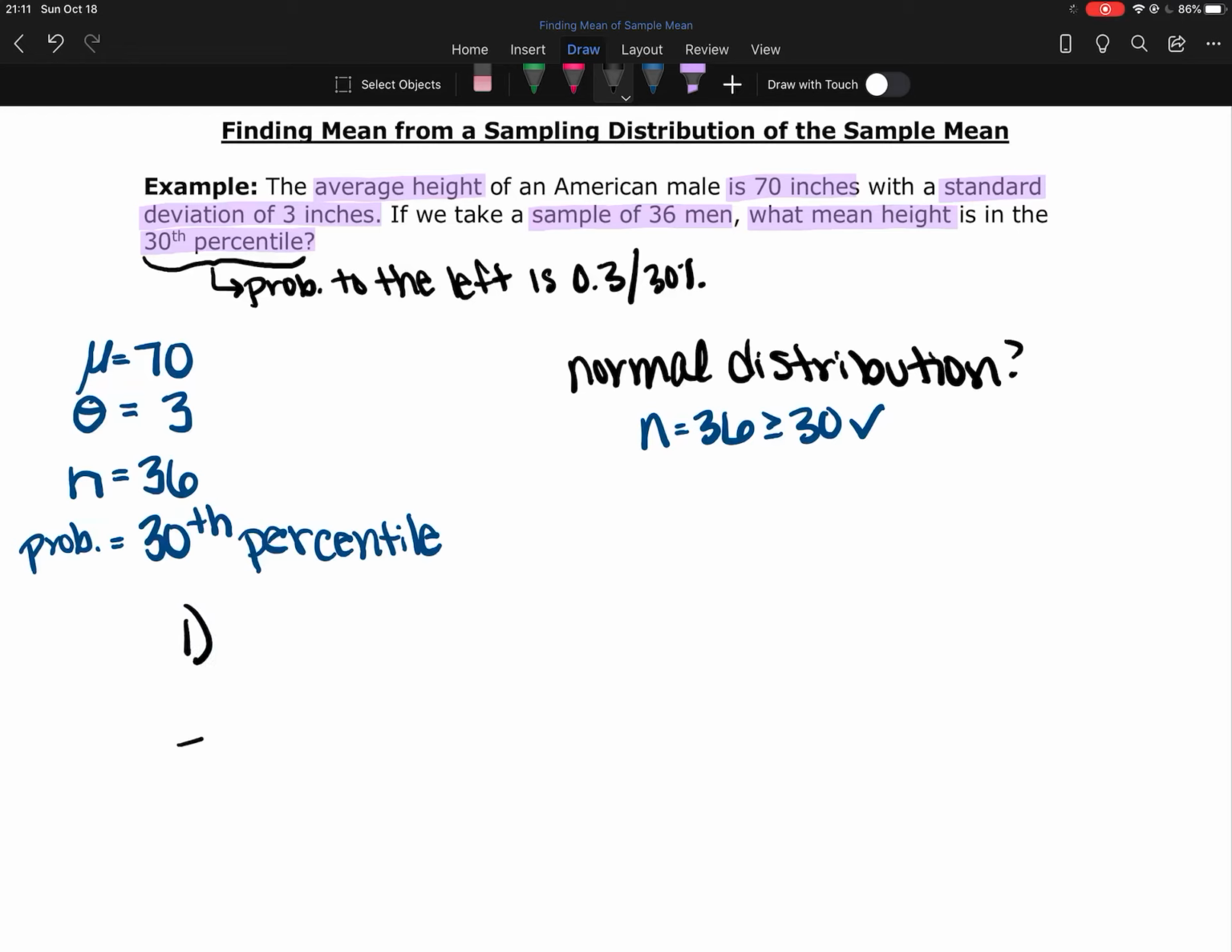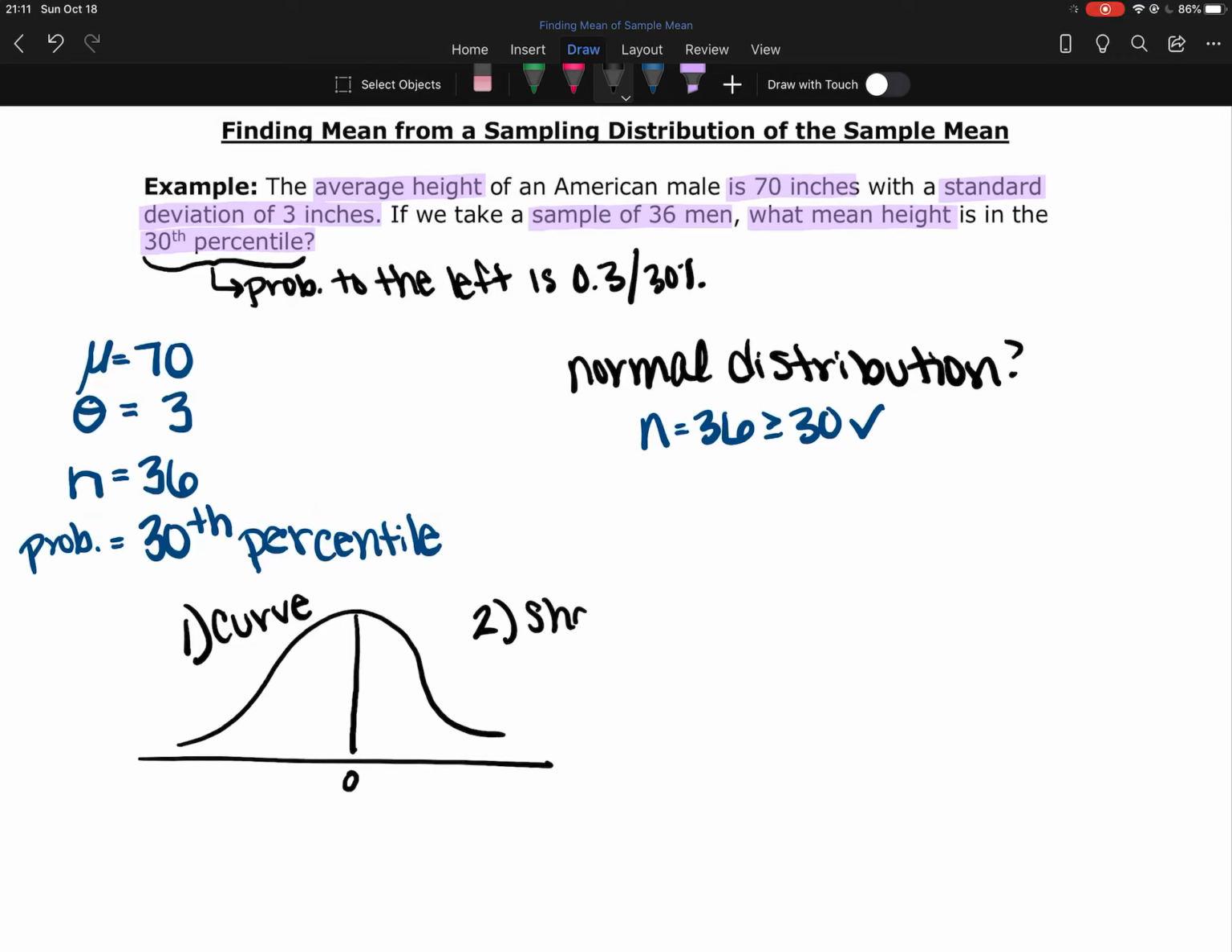So the first thing we do is we draw our curve. That step was important enough to warrant its own step. So I draw my curve. Step 2 is I shade my curve. So the probability, the area to the left, is going to be equal to 0.3. So I'm going to start on the left, and I'm going to shade until I have shaded approximately 30% of my curve.